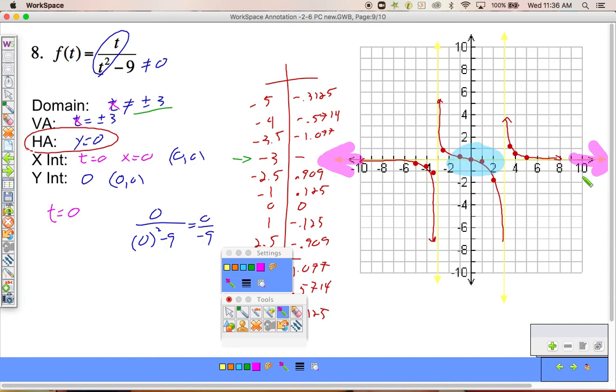All right, so that's the last lesson. If you have multiple vertical asymptotes, you're going to have multiple pieces of the graph.